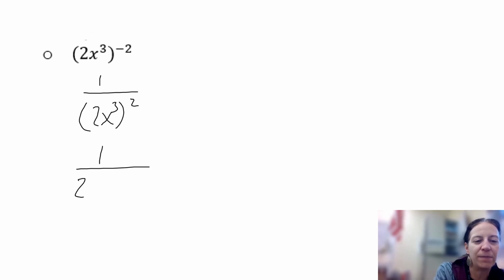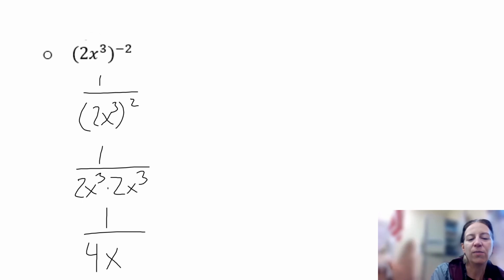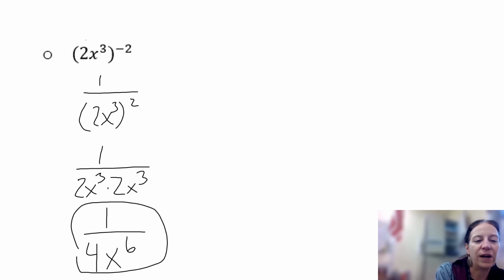So you can do that by doing 2x to the third times 2x to the third. 2 times 2 is 4, x to the third times x to the third. Remember, we're going to add exponents, which is going to give you x to the 6th. And so that would be your final answer.